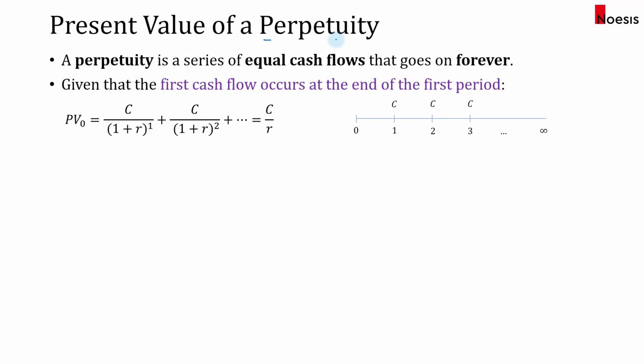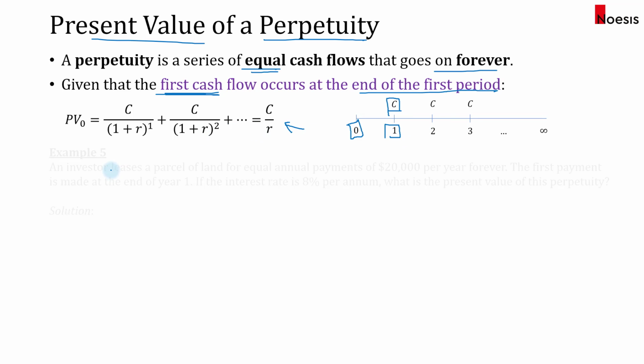Next, we look at a perpetuity and how we calculate its present value. When we say a perpetuity, it's a series of equal cash flows that goes on forever. The formula that you see here is C, the equal cash flow, divided by the interest rate. This is assuming that the first cash flow happens at the end of the first period. So you will see that at time 0, there is no cash flow, and the first cash flow happens 1 period from now. That's the assumption of this formula.